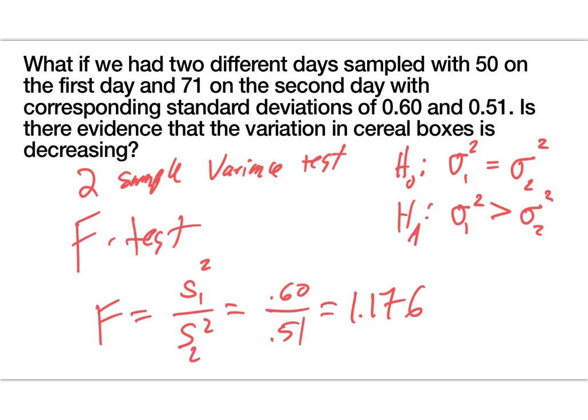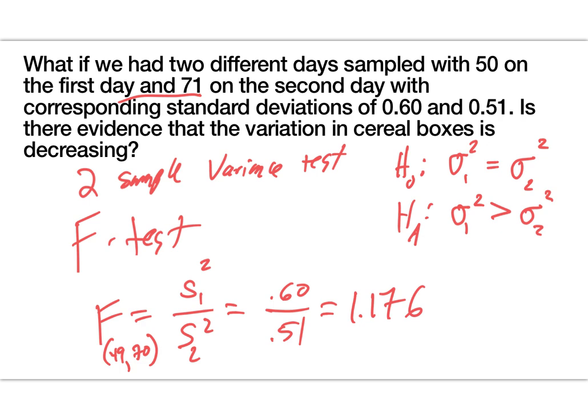So it's an F test, and down here, we have the 2 degrees of freedom that we have to figure out. The first day was 50, which means this number is 49. Just like degrees of freedom, it's n minus 1. The second sample was 71, so this would be 70.